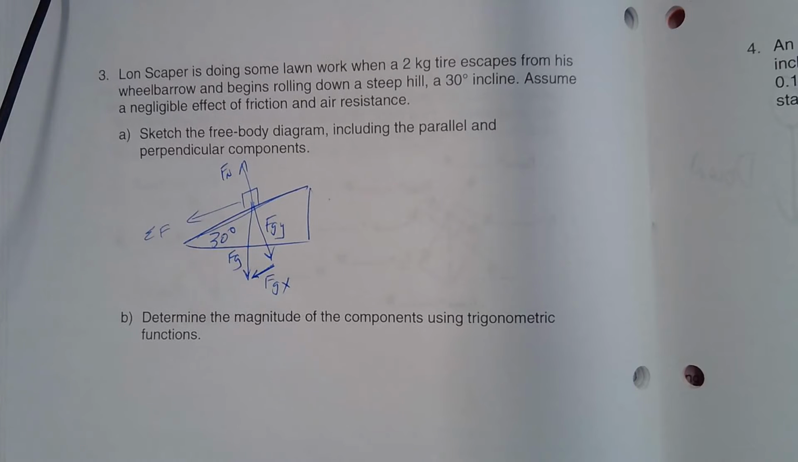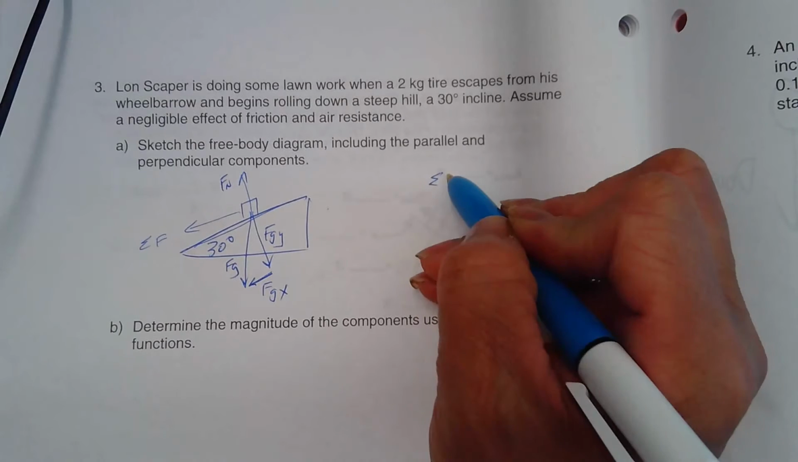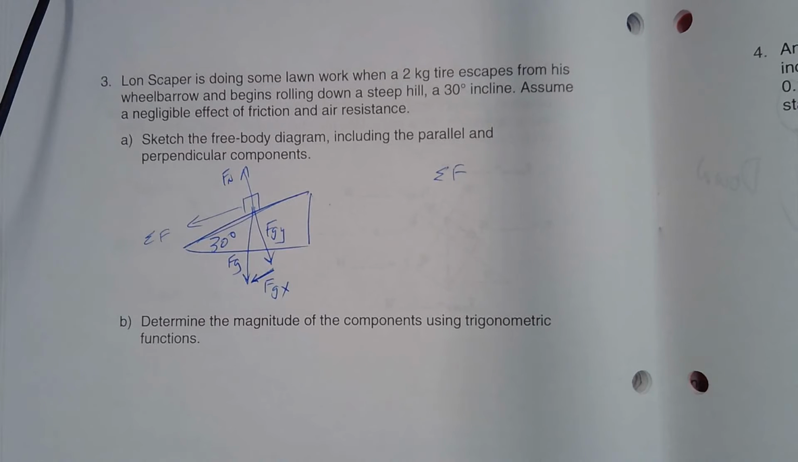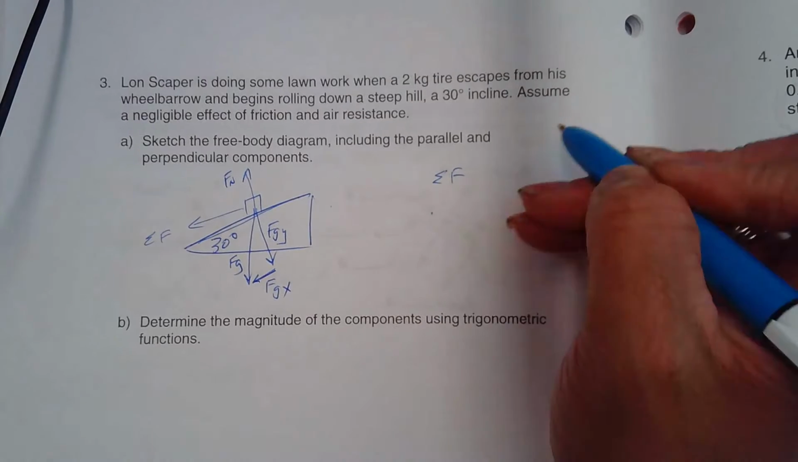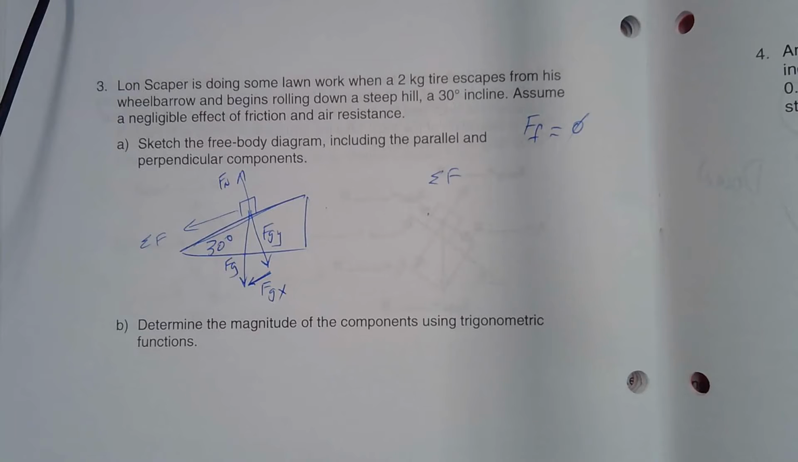So do you think that there could be an acceleration here? How would you know? Is there a net force in this question, or is it equal to 0? And how do we know? Well, just because there's an angle doesn't mean it's going to accelerate. Because it's rolling down the hill. It's actually moving down. It's not going to be a net force of 0, because the friction is equal to 0.